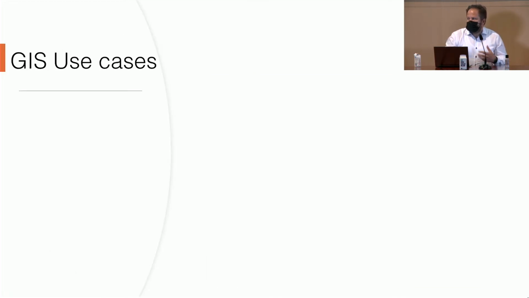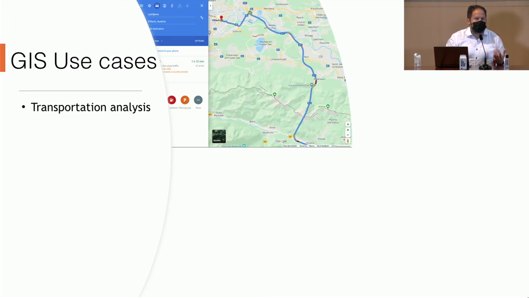Now, what other use cases are available? First is transportation analysis. You can calculate the path from point A to point B, which is the fastest road. I believe everybody here used Google Maps or Apple Maps to navigate to a location, and this is a GIS operation actually. It calculates the best route according to the distances, to the traffic densities, and so on.